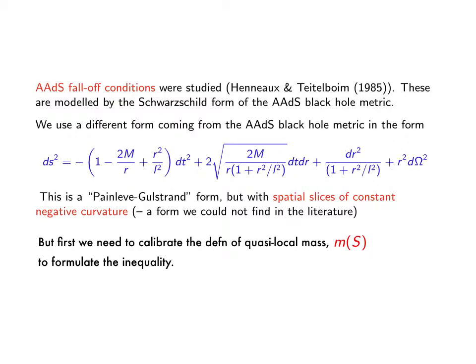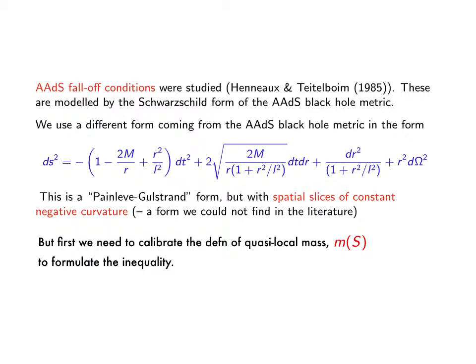Now, AdS fall-off conditions have been studied before by, for instance, Henneaux and Teitelboim. These are modeled by a Schwarzschild form of the AdS black hole. However, we use a different form for the asymptotic AdS black hole, which is written in the following manner, such that t equal to constant surfaces are spatial slices of constant negative curvature. This is called the Painlevé-Gullstrand form.